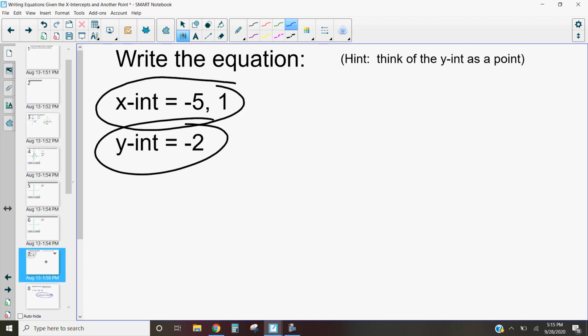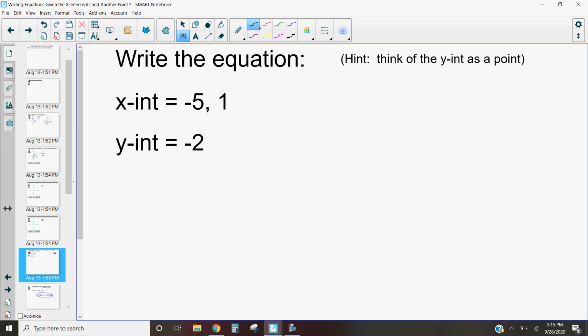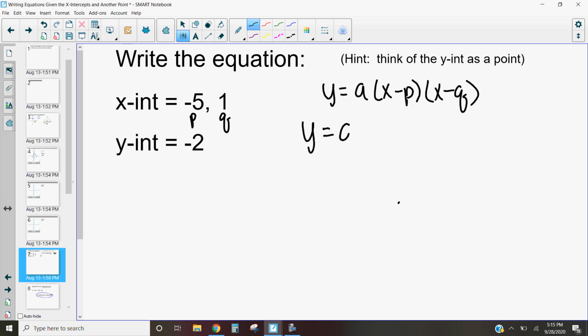So let's take a look back at this first one here. I want to write this in factored form. So if I'm writing it in factored form, that means that I'm going to write it as y equals a times (x minus p) times (x minus q). Now the key thing is, remember p and q are the 2 x-intercepts. So this one's p, this one's q. I'm going to fill it out just like I did with that vertex form. y equals a, I don't know what that is yet, (x minus -5). And when we have a minus and -5, we usually write it as (x + 5) times (x minus 1). Okay, great. So now we have this.